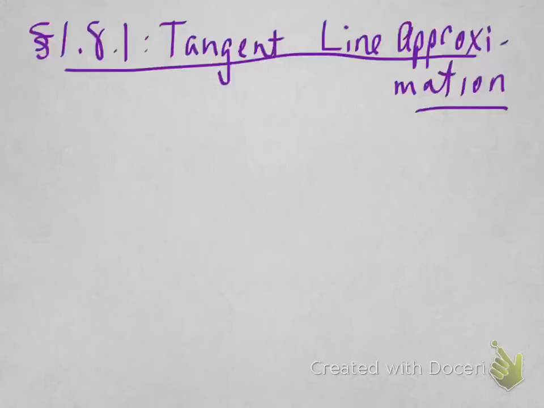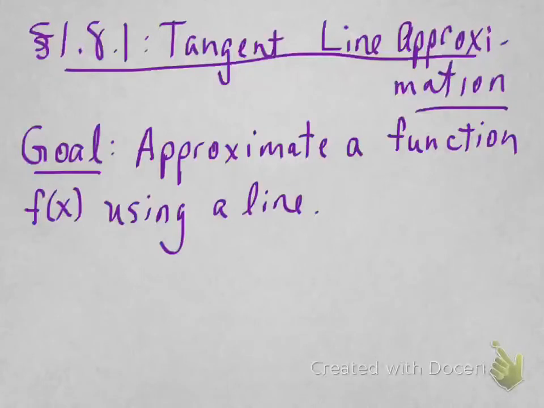This is the pencast for section 1.8, tangent line approximation. And the whole point of this section, which is really one of the most important sections in the course, is that if we have a differentiable function, it is what we call locally linear. In other words, we can use a line to approximate function values, at least near a point. And so that is our goal.